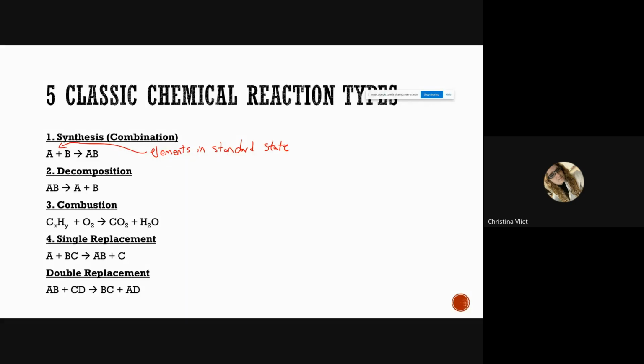A synthesis. So an example of a synthesis reaction, just to have one to look at, would be something like this. Mg plus O2 goes to MgO. Synthesis. Is this balanced? How would we balance it from last class?